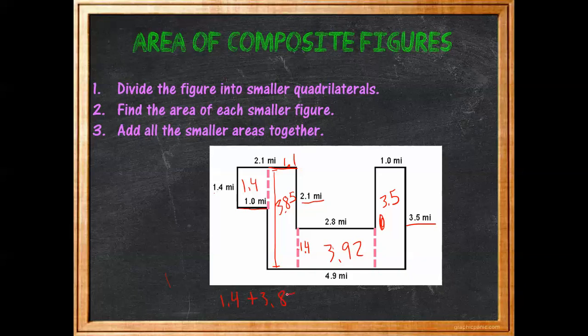1.4 plus 3.85 plus 3.92 plus 3.5 is going to equal 12.67. So the area of this whole figure is 12.67 miles squared.